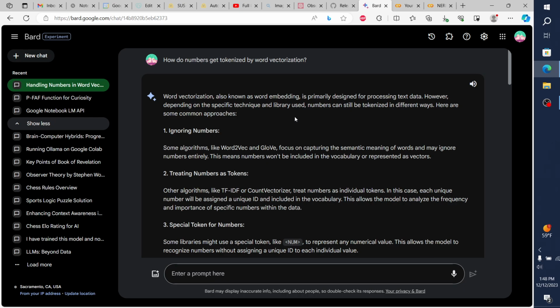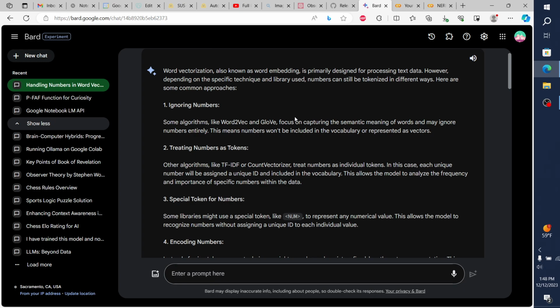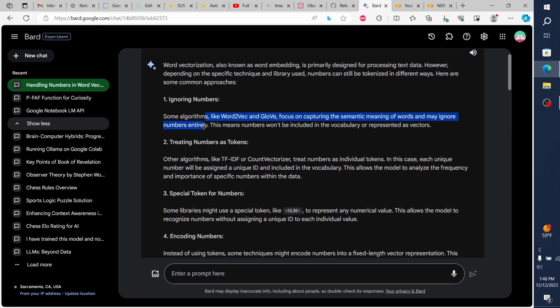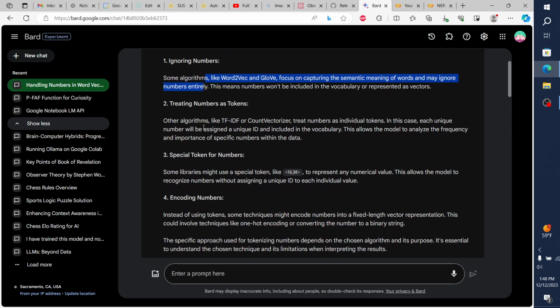Looking at this, it's essentially with Bard. So how do numbers get tokenized by word vectorization? There are three different ways. One, it just flat out ignores the number, right? And that's common. Word2vec and GloVe are huge word vectorization models, and they just flat out ignore the semantics of numbers. So to those algorithms, which are a huge part of an LLM model's algorithms, individual numbers just don't exist. They're just ignored by that algorithm, right?